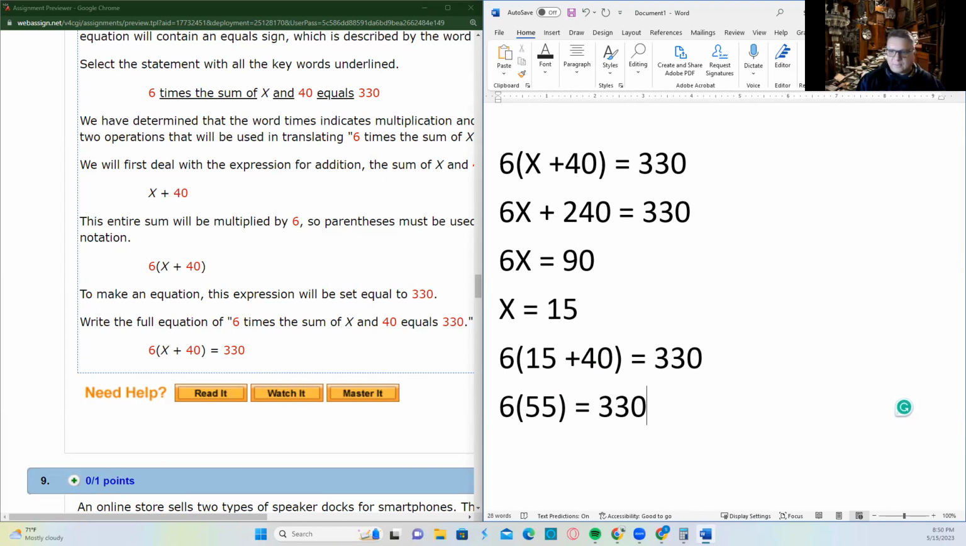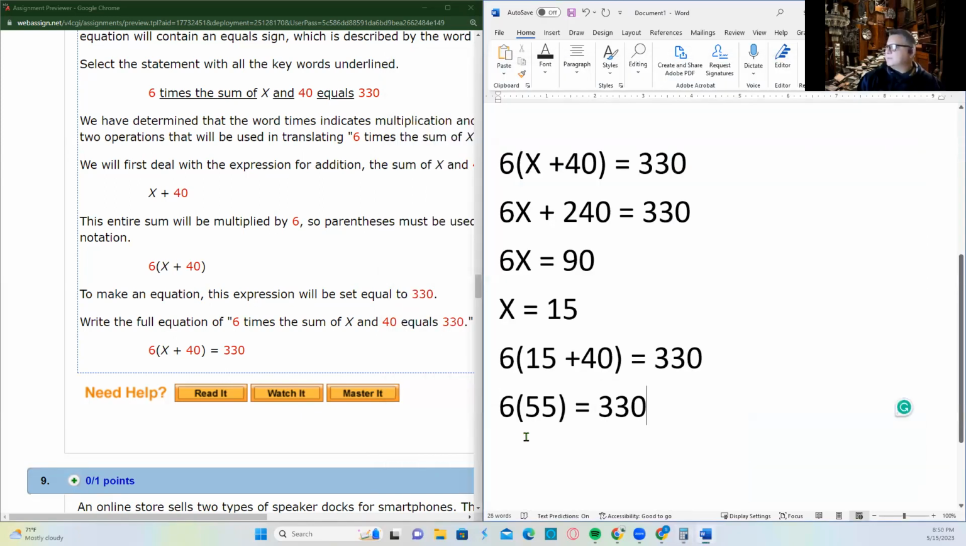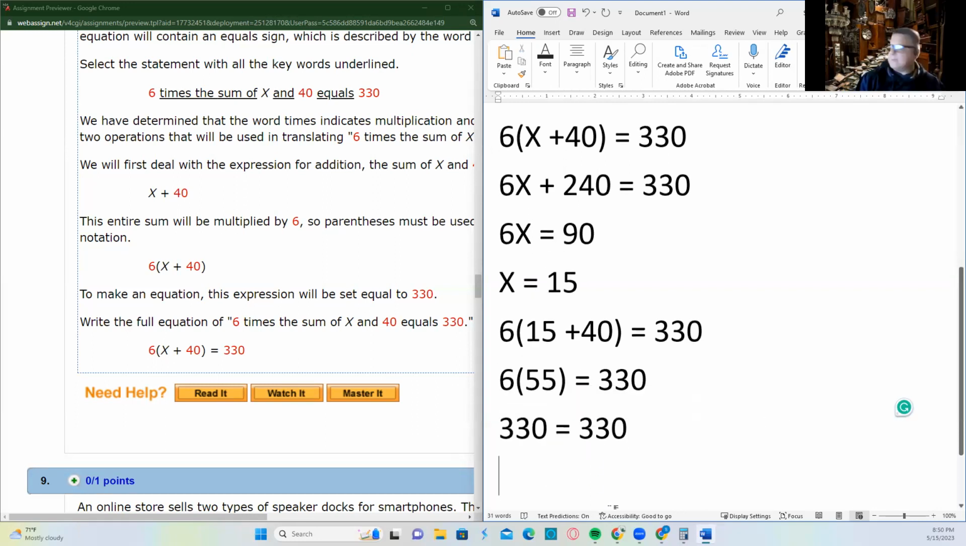And hopefully I don't look like a moron and say 6 times 55 is equal to 330. Hey, I did a thing. So 330 is indeed equal to 330. It's true. We did it right. If you would have got 195 is equal to 330, we know that's not a true statement. And that's going to clue you off. You're going to go, crap, I did something wrong. And we got to start over and figure out where we went wrong.